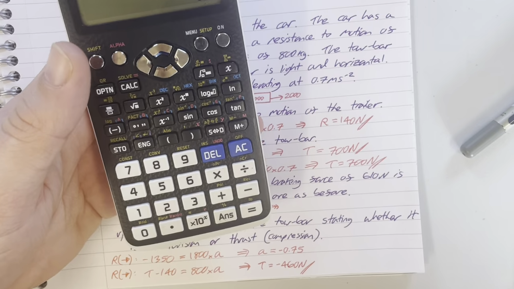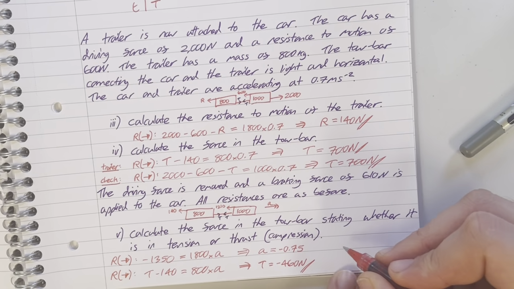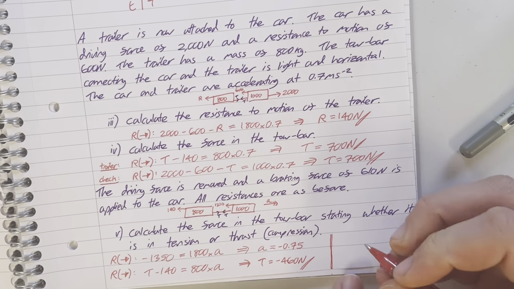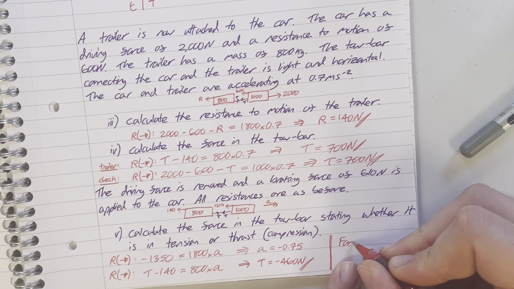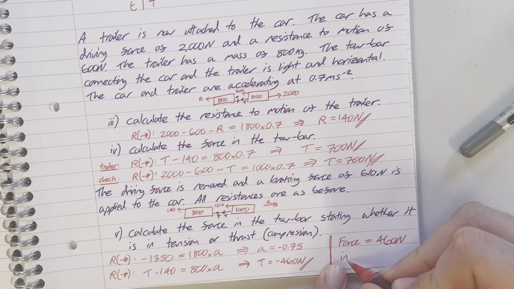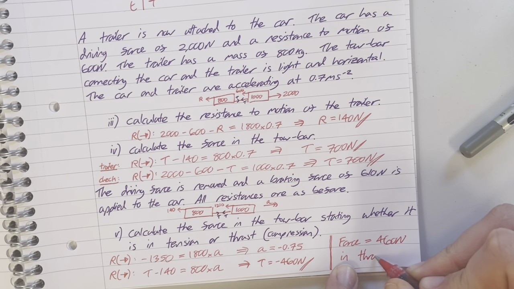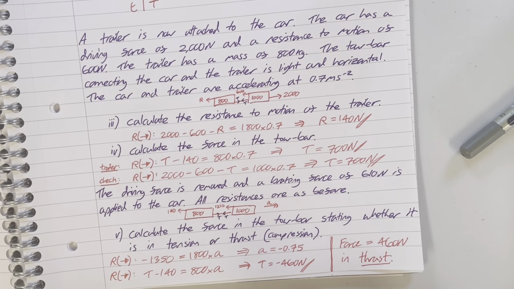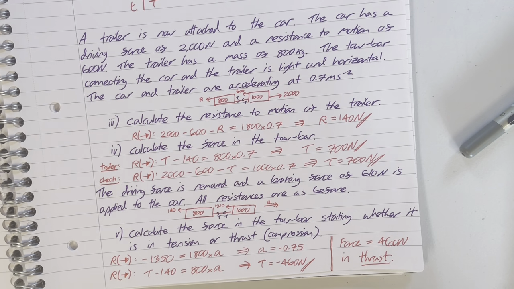Okay, so that's the tension, but that's come out to be negative. So to answer the question, the force is equal to 460 newtons, and that is in thrust or compression. And thrust or compression is defined as a negative tension. Okay, so rather than the tow bar pulling the trailer, the tow bar is actually pushing against the trailer to slow it down faster than it would have been had it just been rolling.